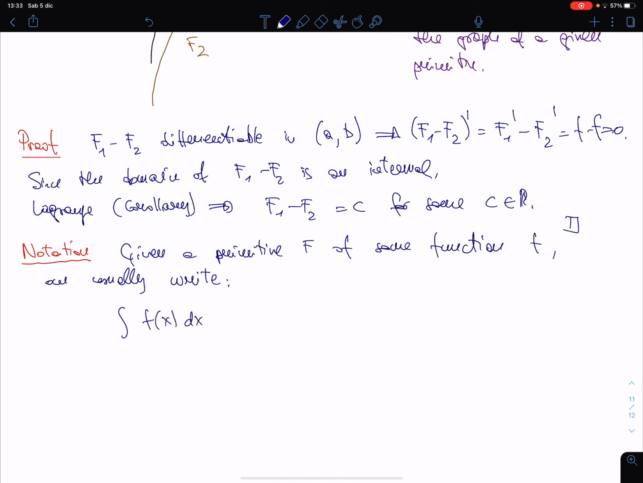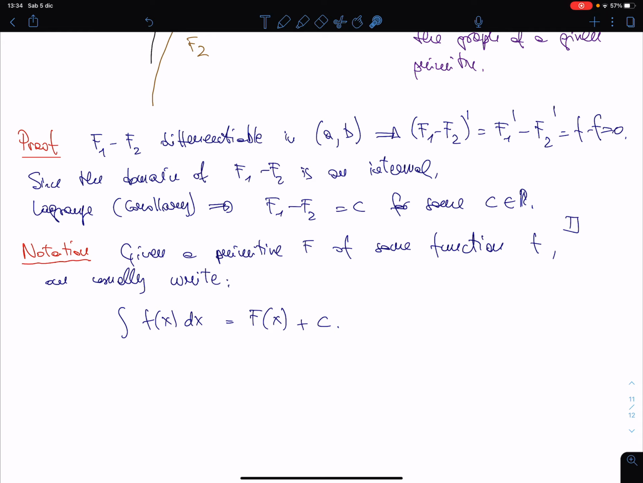Indefinite integral of small f is equal to capital F plus c. But remember that here the indefinite integral is not a function, okay? This representation can be somewhat misleading in the sense that here this seems to be a function, but this is not. This is a set of functions because it is not written, but one has to remember that C varies in all R. Okay?